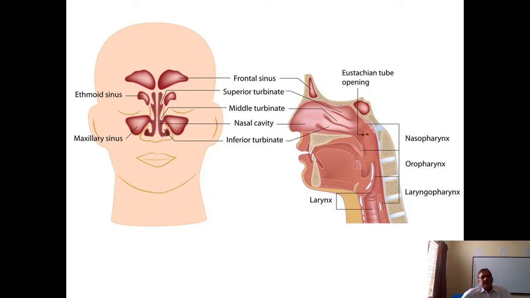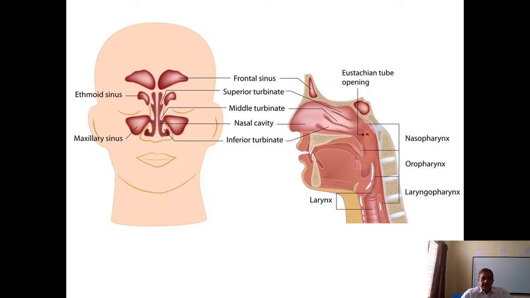These are the other functions: the humidification, temperature regulation, and the filtration. These are the functions primarily done by the nasal cavity. And if somebody is breathing through the mouth, then there is no filtration, there is no humidification, there is no temperature regulation, and so the dust particles directly go into the respiratory tract and then produce repeated chest infections.